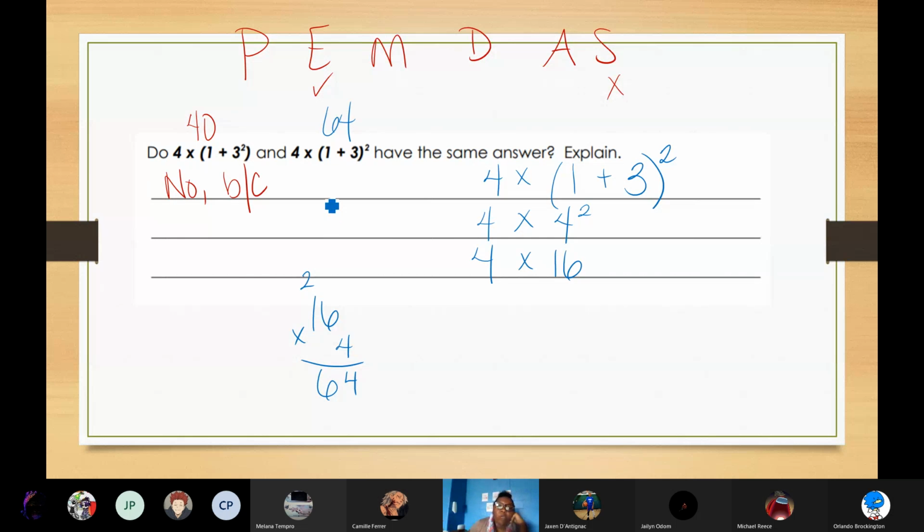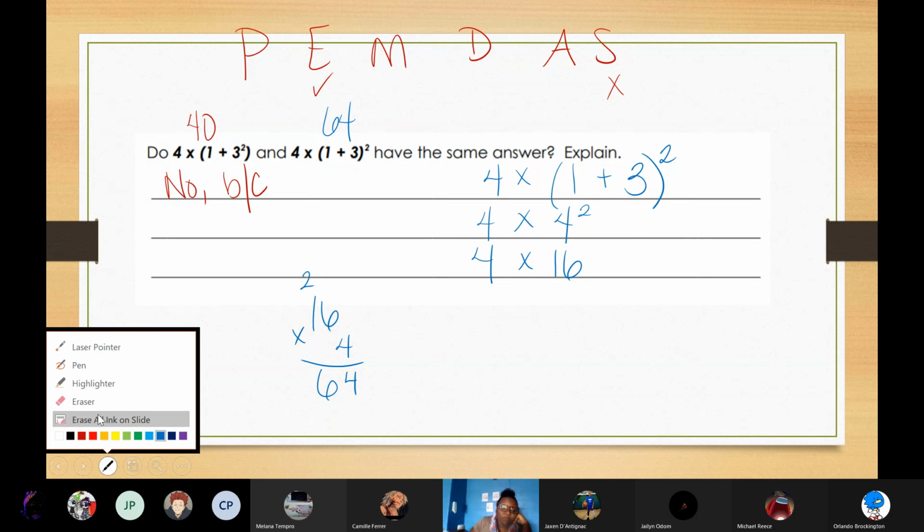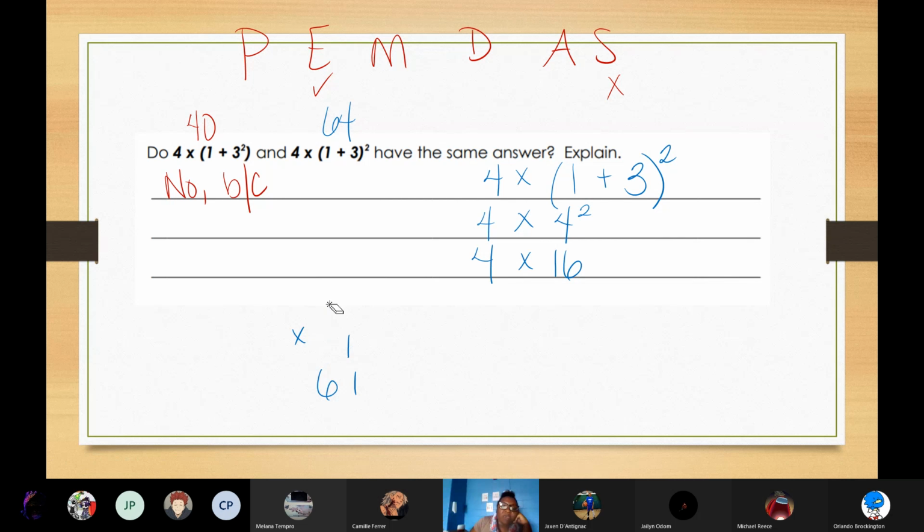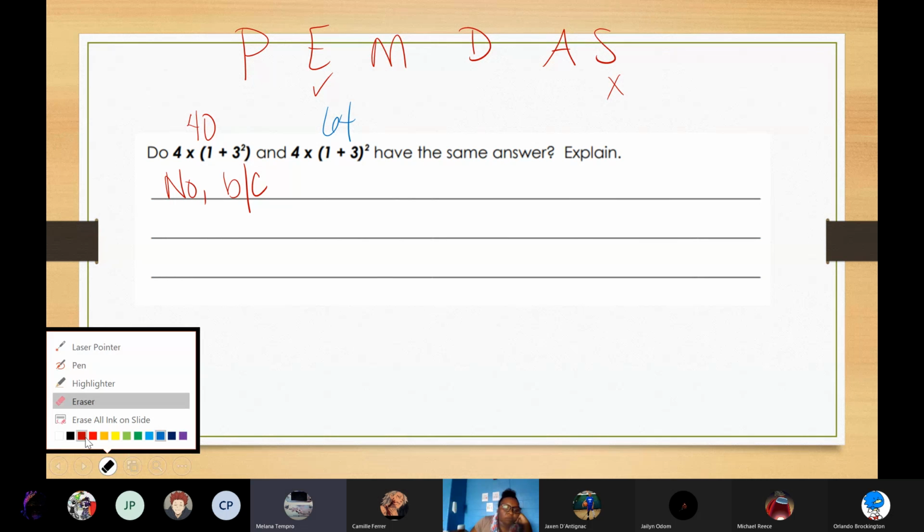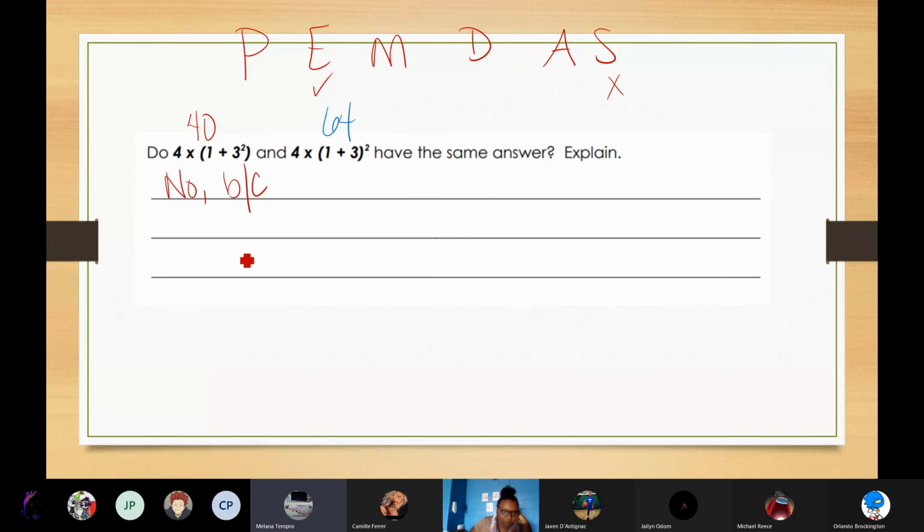So no, they're not the same answer because, what should I say here, guys? Why don't they have the same answer? Turn on your mic and let us know. Because the exponent is located in different places. Very good.